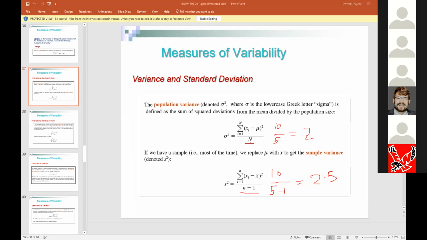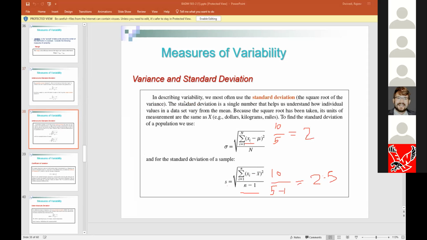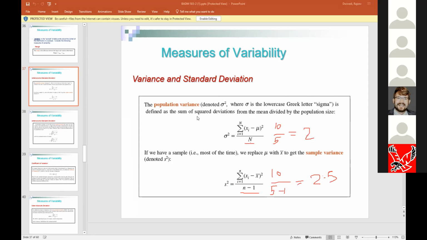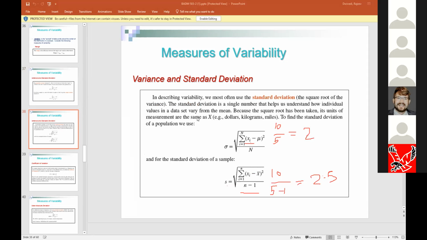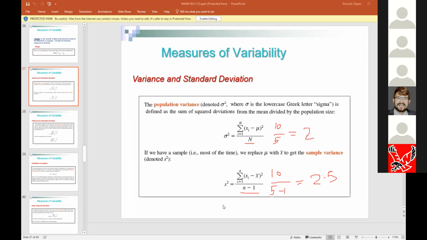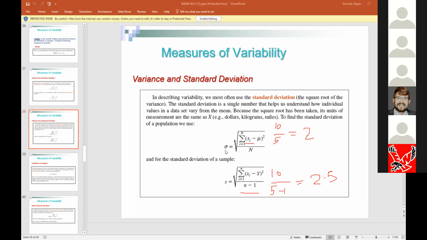Now I go back. So this is variance, and now we want to get the standard deviation. How can we get it? We remove the square sign from both sides. Then the entire number will be under a square root. So 2 will become the square root of 2, and 2.5 will become the square root of 2.5. Therefore, the standard deviation for the population is square root of 2, and for the sample, square root of 2.5.